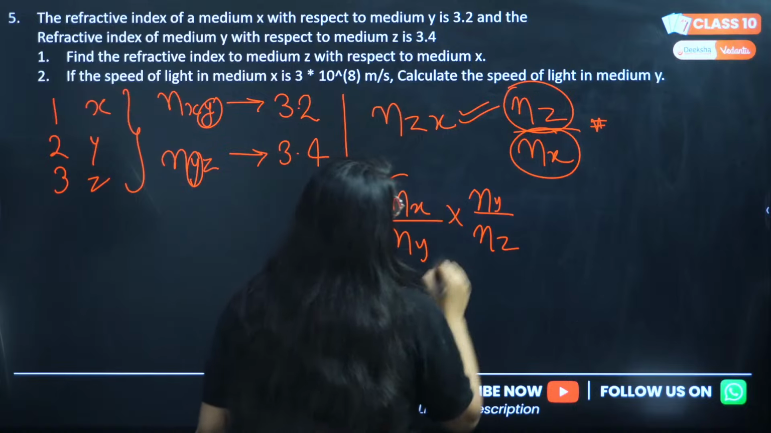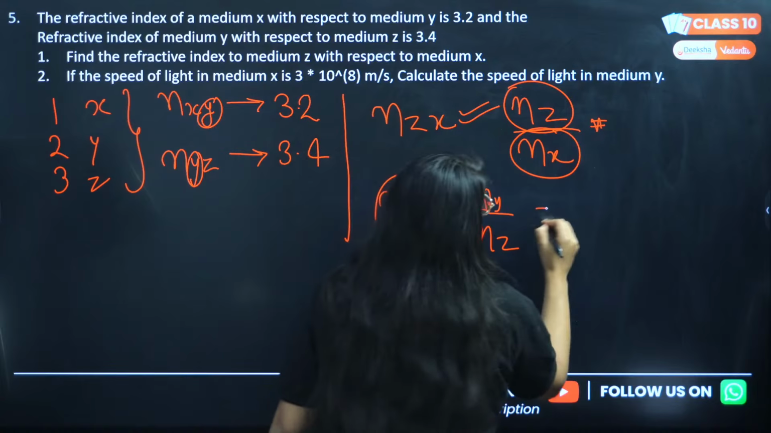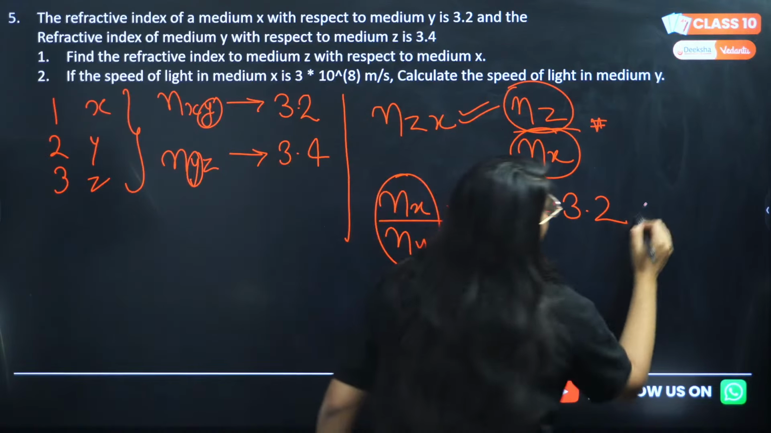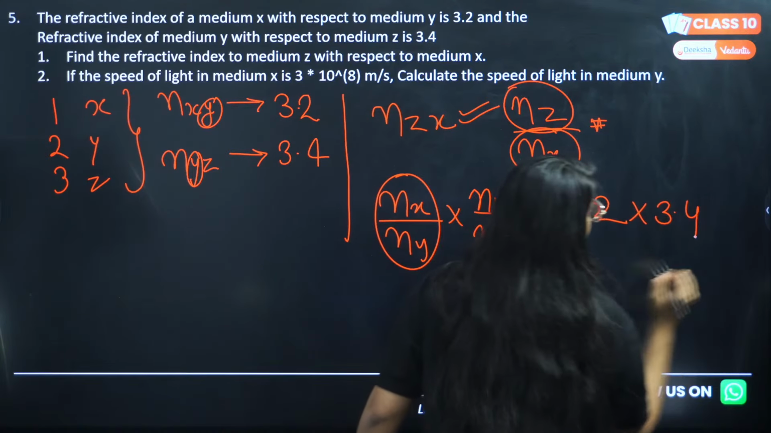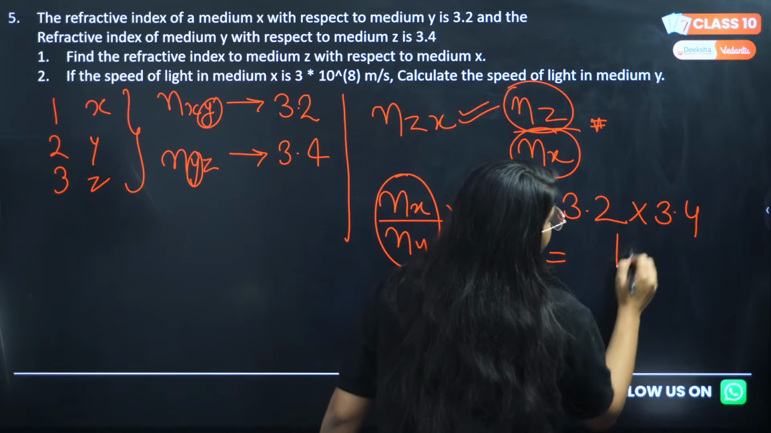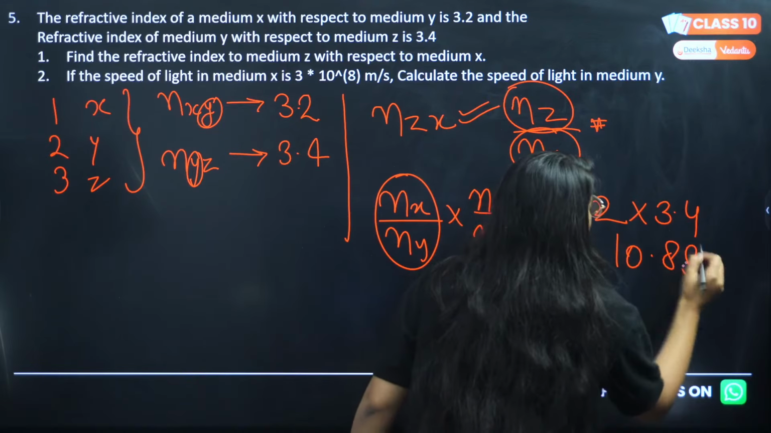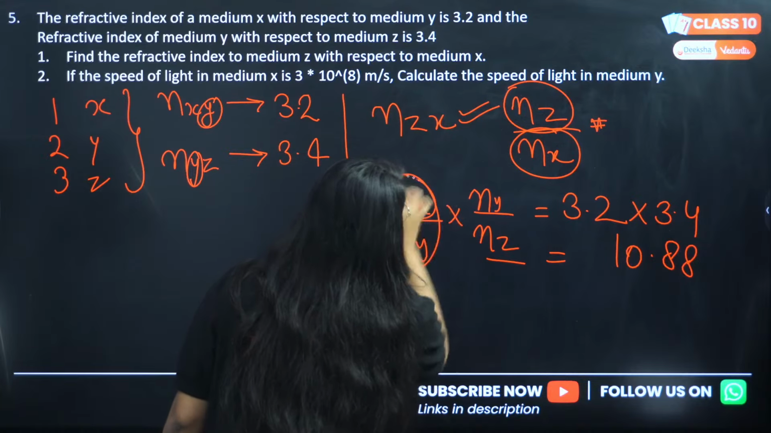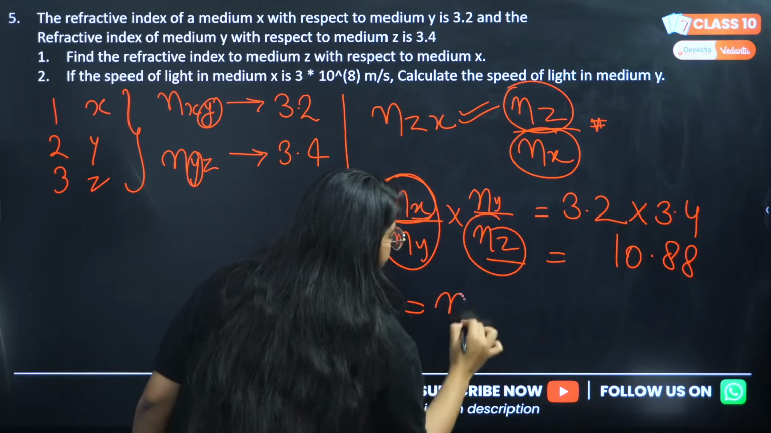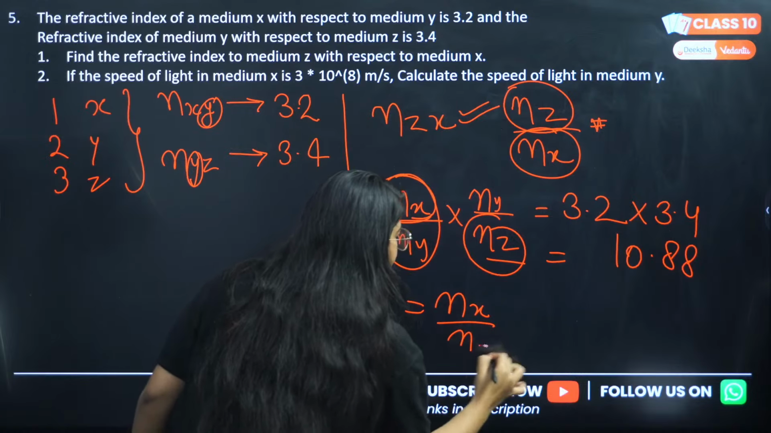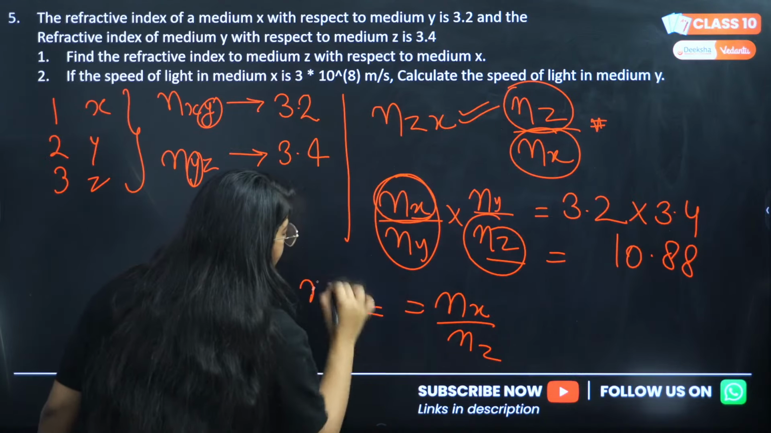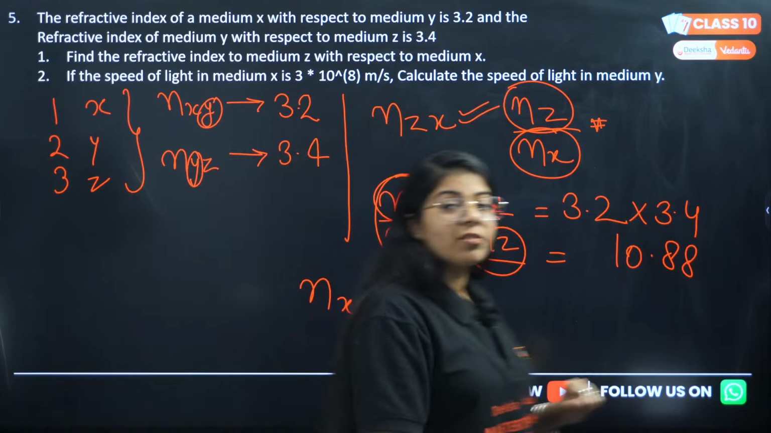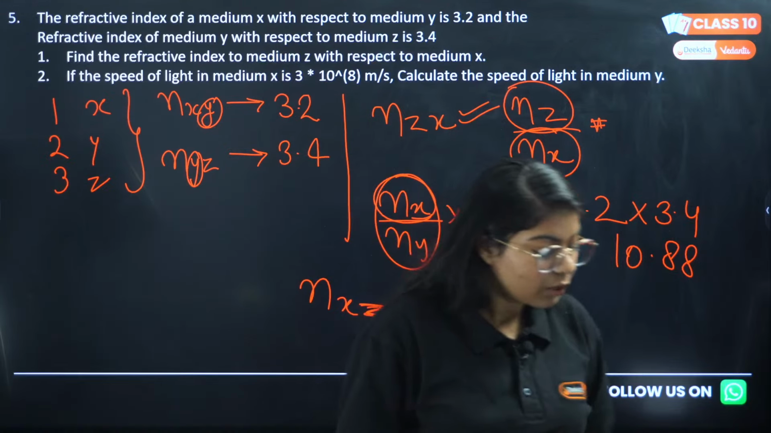Now nx by ny is given as 3.2, ny by nz is given as 3.4, correct? This will come out to be, I guess, 10.88, but this comes out to be nx divided by nz, and this is nXZ, that is refractive index of medium x with respect to medium z.